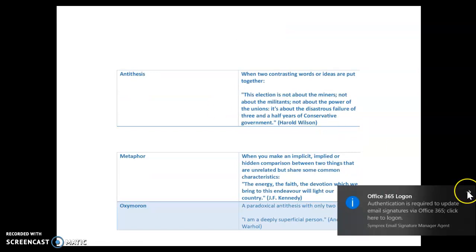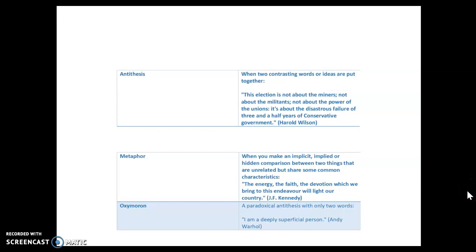Antithesis is when two contrasting words or ideas are put together. So you could talk about what is not going to happen and what is going to happen. In this example, this election is not about the miners, not about the militants, not about the power of the unions. It is about the disastrous failure of 3.5 years of conservative government. You kind of list the opposites here.